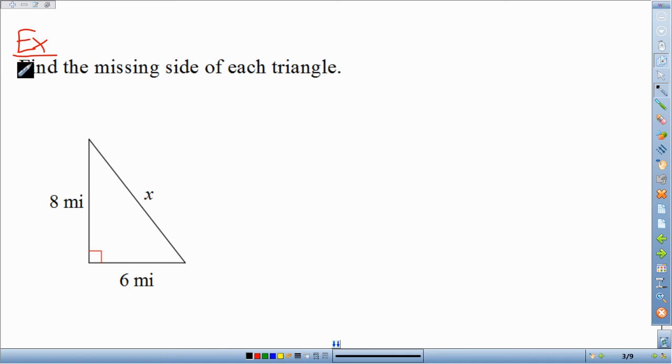Go ahead and take a moment, copy this slide, and we will find the missing side length. It says find the missing side of each triangle. First thing, we have a right triangle. We're given two sides of it, and we're asked to find this missing side. All right, real quick, let me flip back to the last slide.